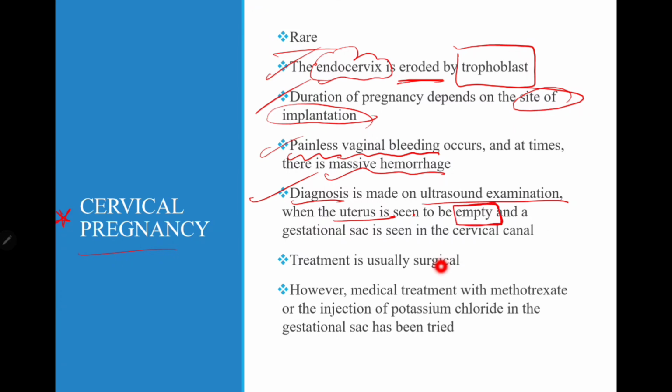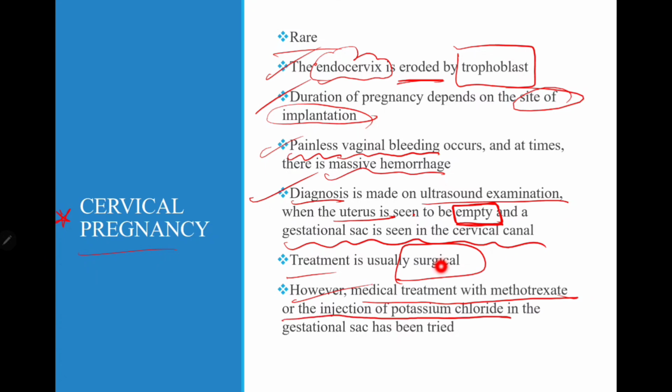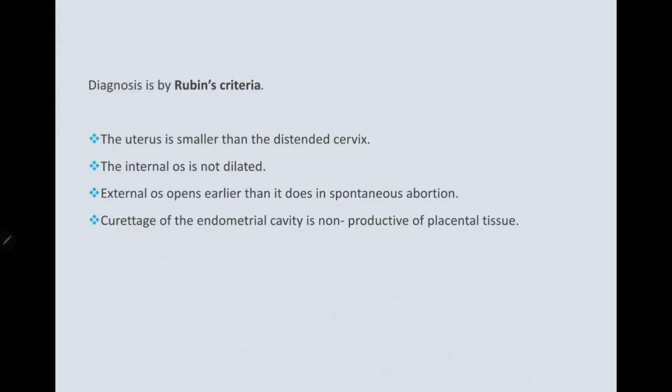So there is an empty sac in the uterus, and a gestational sac is going to be seen in the cervical canal. That is the diagnosis being made by ultrasound. And the treatment is again surgical treatment. However, medical treatment with methotrexate or injection of potassium chloride in the gestational sac have also been tried, but surgical is the best one for cervical pregnancy.